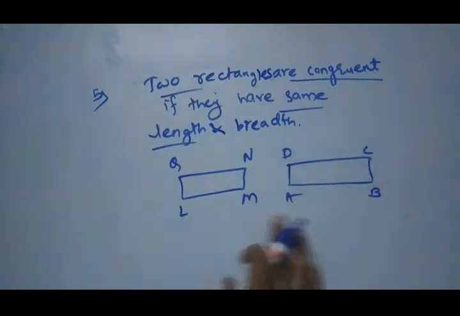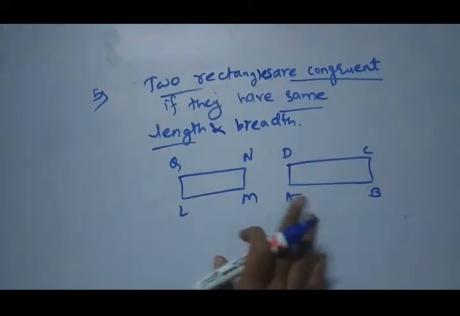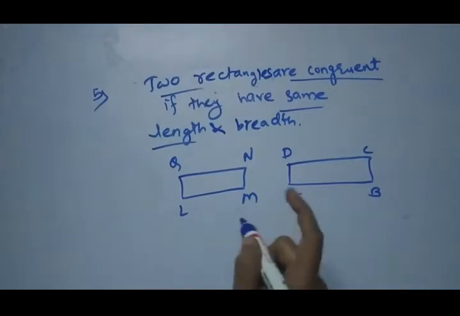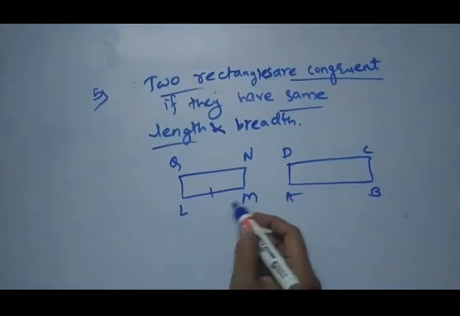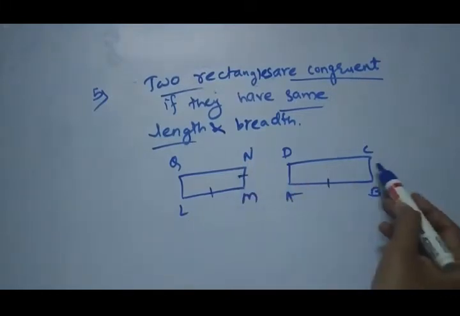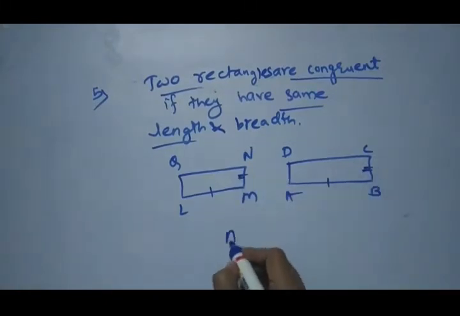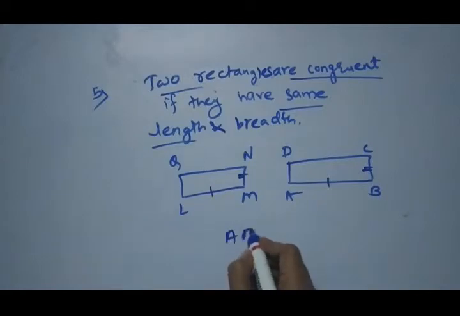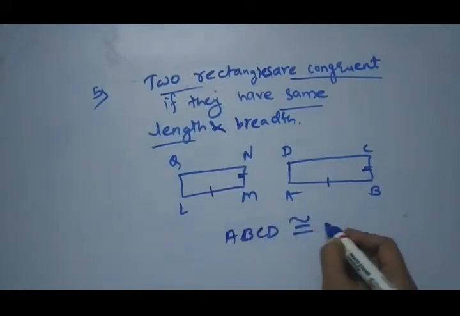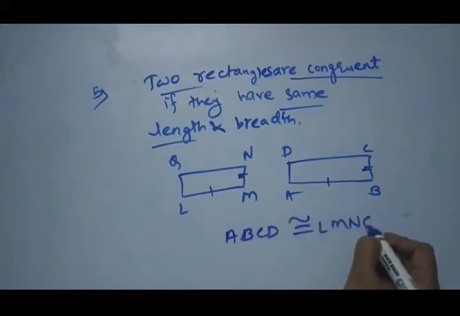If you want to show that these are congruent to each other, then their length should be equal. This length should be equal to this length, and this breadth should be equal to this breadth, okay? Then only you can say that this rectangle ABCD is congruent to rectangle LMNQ.